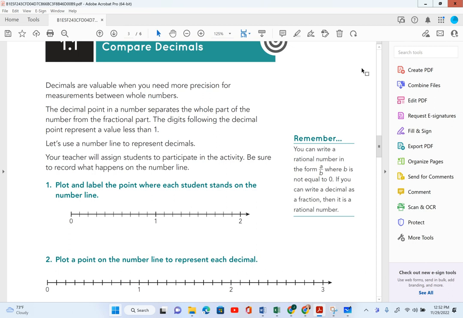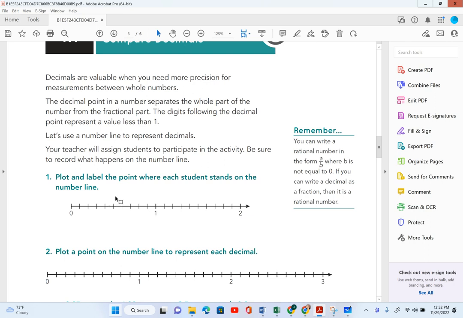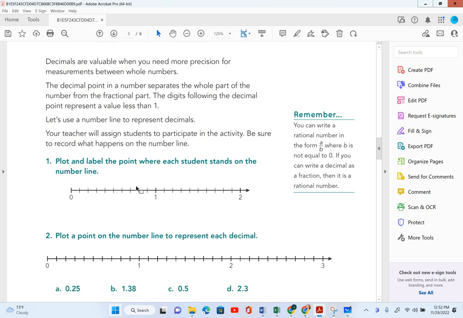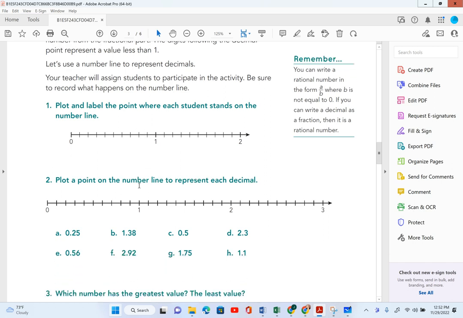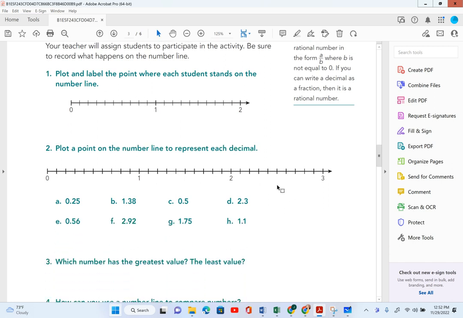So let's use the number line to represent some decimals here. Your teacher will assign students to participate in the activity, but we aren't doing that. It says plot and label a point where each student stands on the number line. Well, we can't do that one. So what I'm going to do is number 2. Plot a point on the number line to represent each decimal.